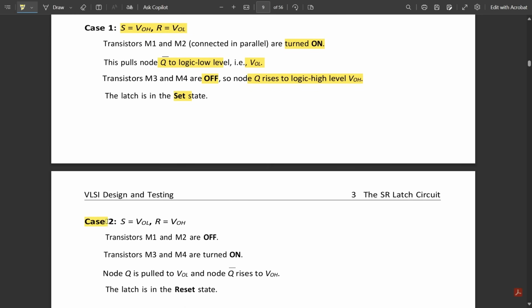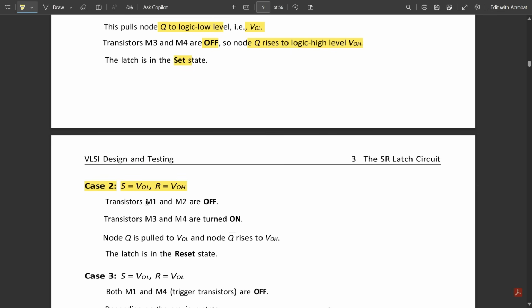Similarly, case 2: S is equal to VOL and R is equal to VOH. It is just vice versa. In the first case, M1 and M2 are on. In this case, M1 and M2 are off. M3 and M4 are on, that is the transistors which are connected in series.